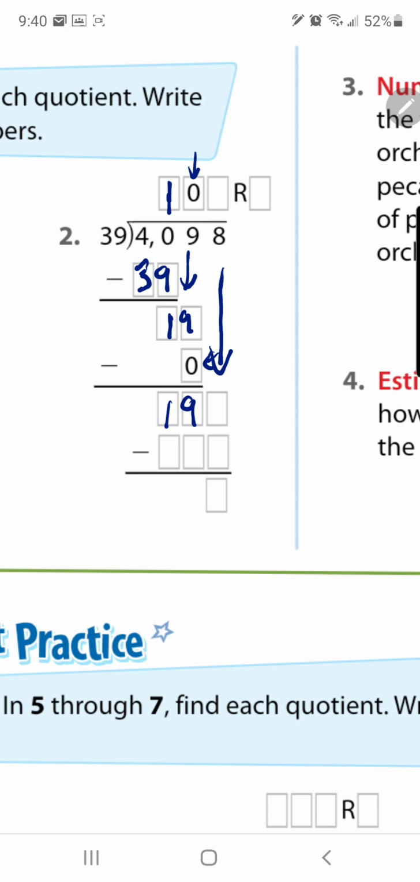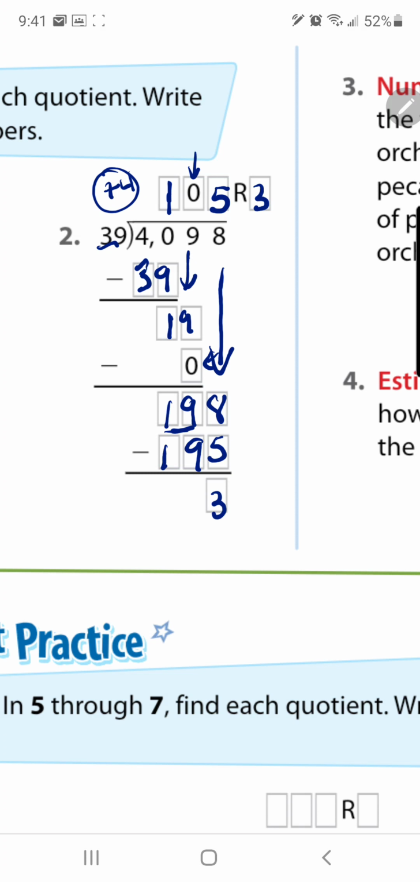Bring down your 8. How many groups of 39 can I make with 198? I don't know, but you can cover the 8 and the 9 and ask yourself how many groups of 3 can you make with 19? And that is 6. But I'm telling you right now that that's already too much. So I'm going to try a 5. 5 times 9, 45. Carry the 4. 5 times 3 is 15 plus 4 more is 19. Find the difference. 8 minus 5 equals 3, and therefore the remainder is 3 for that one.